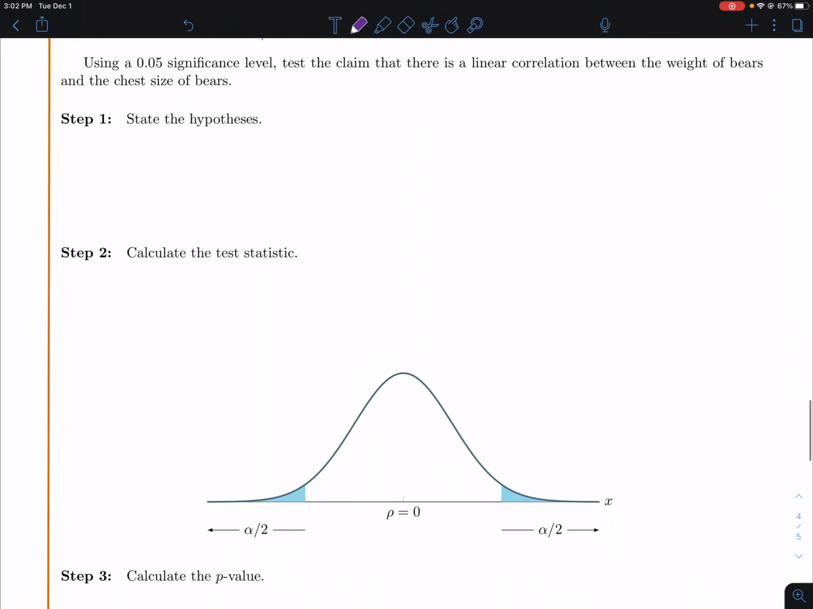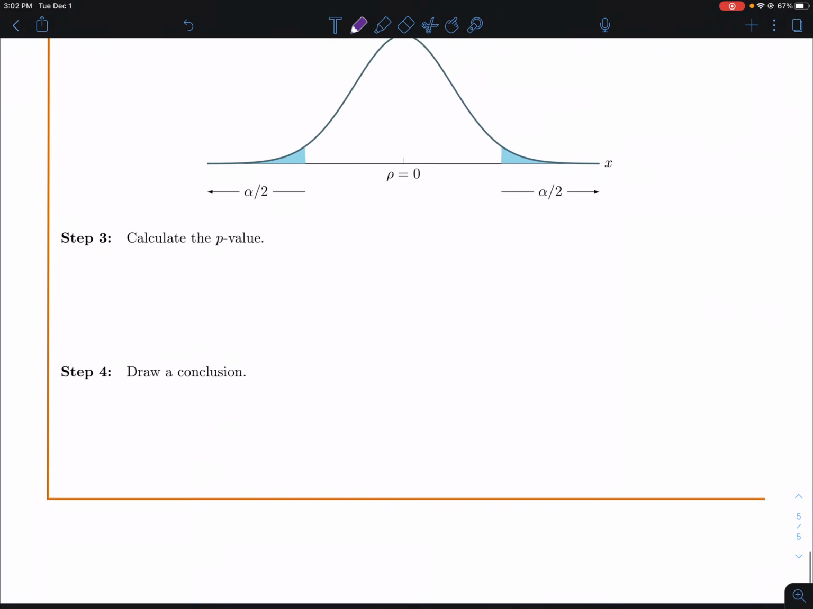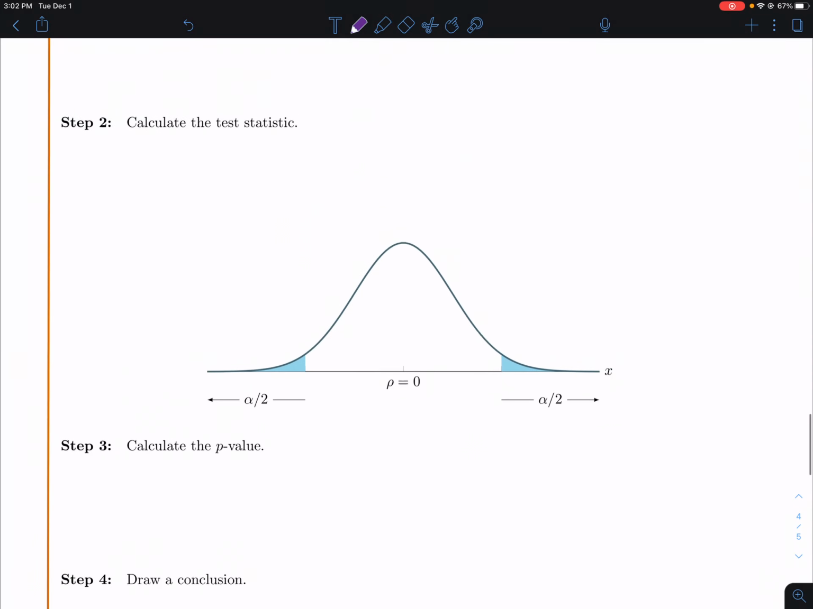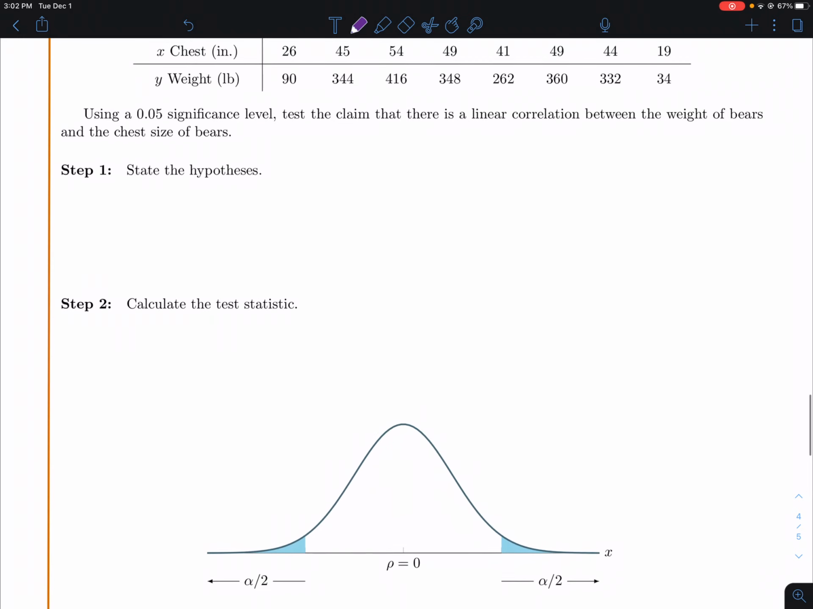I've got the same ones you guys have been working on in practice. So go ahead and stop, the video's getting ready to end anyway. Work on these, and then when you're done, come on back and we'll head on over to 12.5. Good job, everybody.